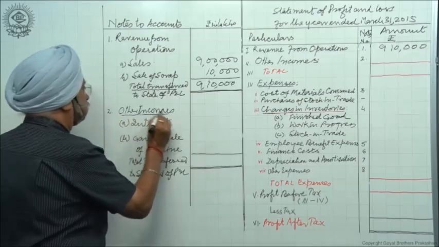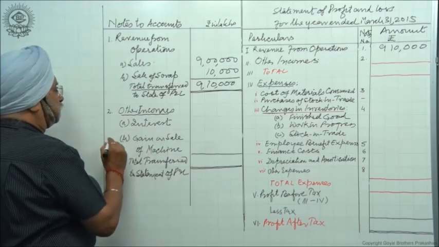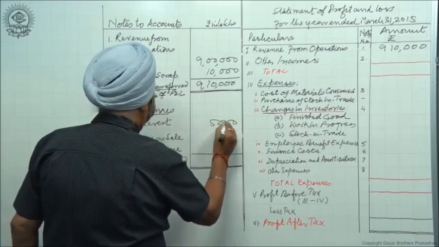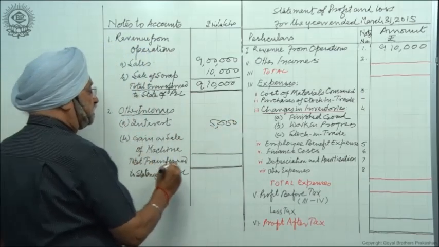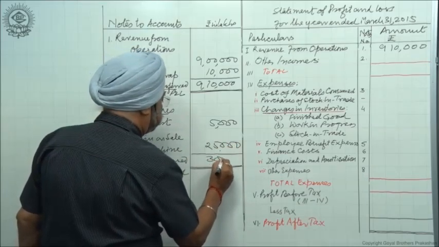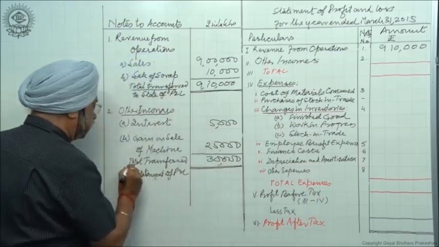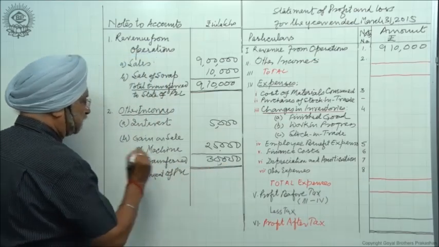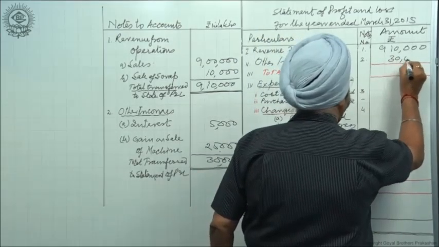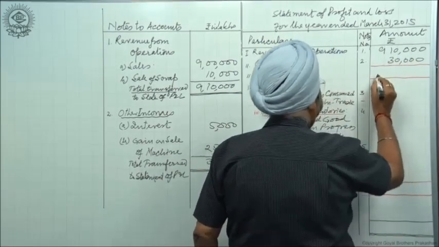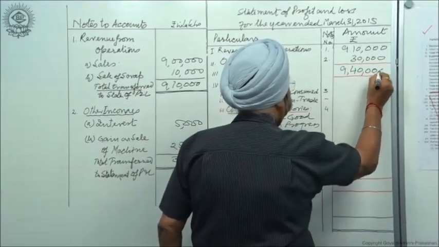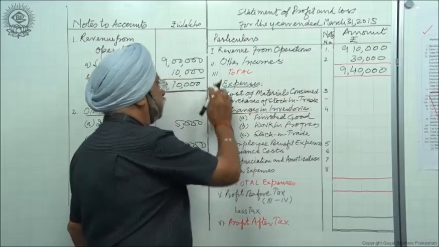Then number 2 is other income. Here is other incomes, notes to accounts, other incomes. Other income includes interest. Interest is 5,000. Gain on sale of machine is 25,000. So my other incomes will come to 30,000. Again I write here total, transfer to statement of profit and loss account. It comes 30,000 here. So this total becomes 9 lakh 40,000. Okay, so this is the total at number 3.